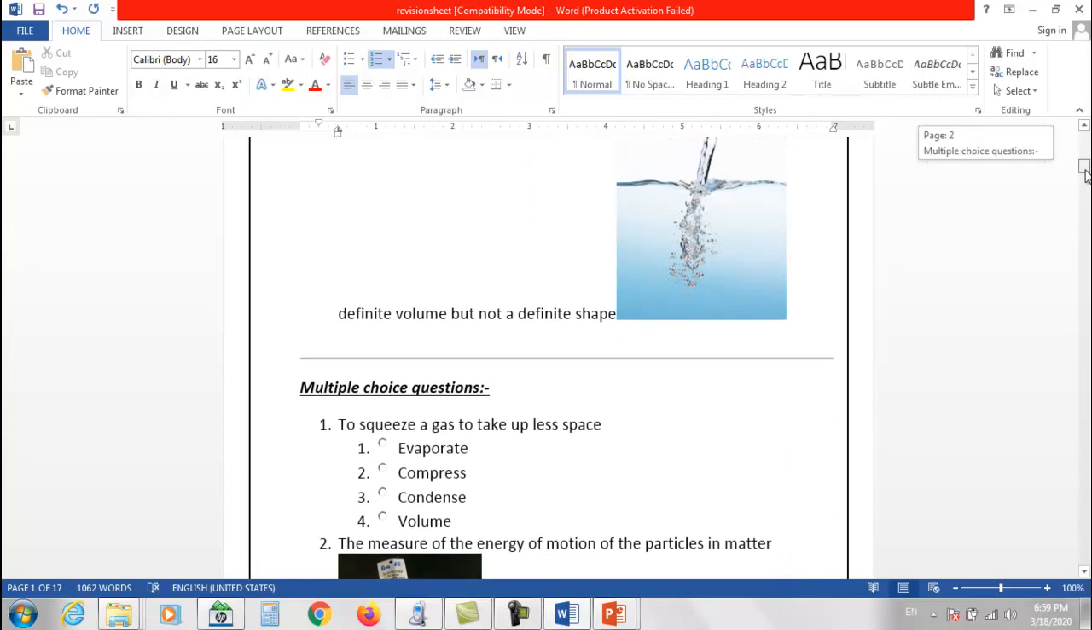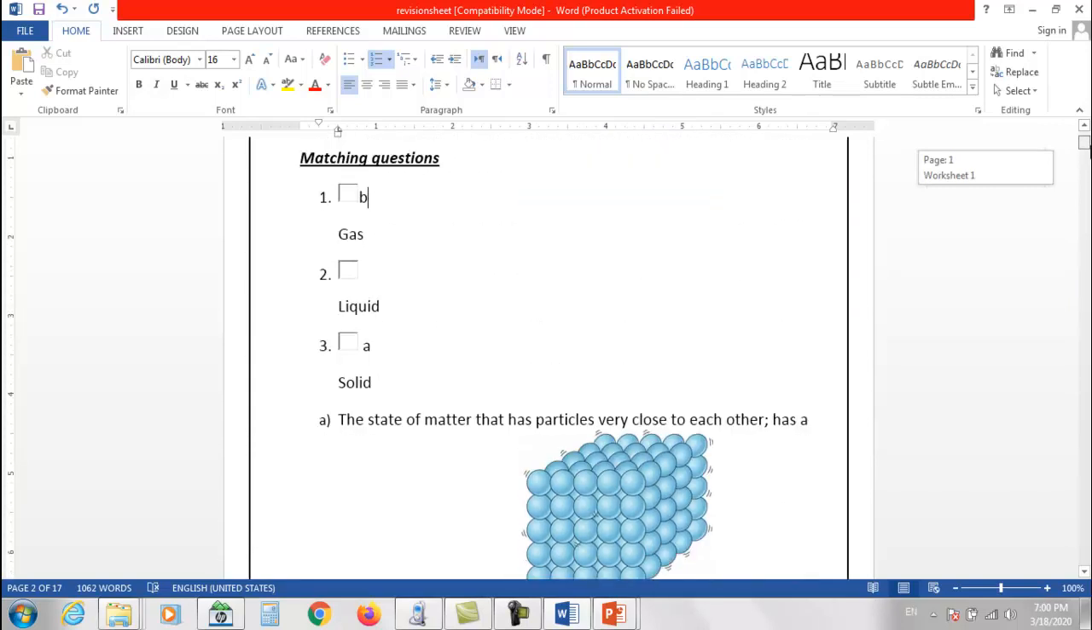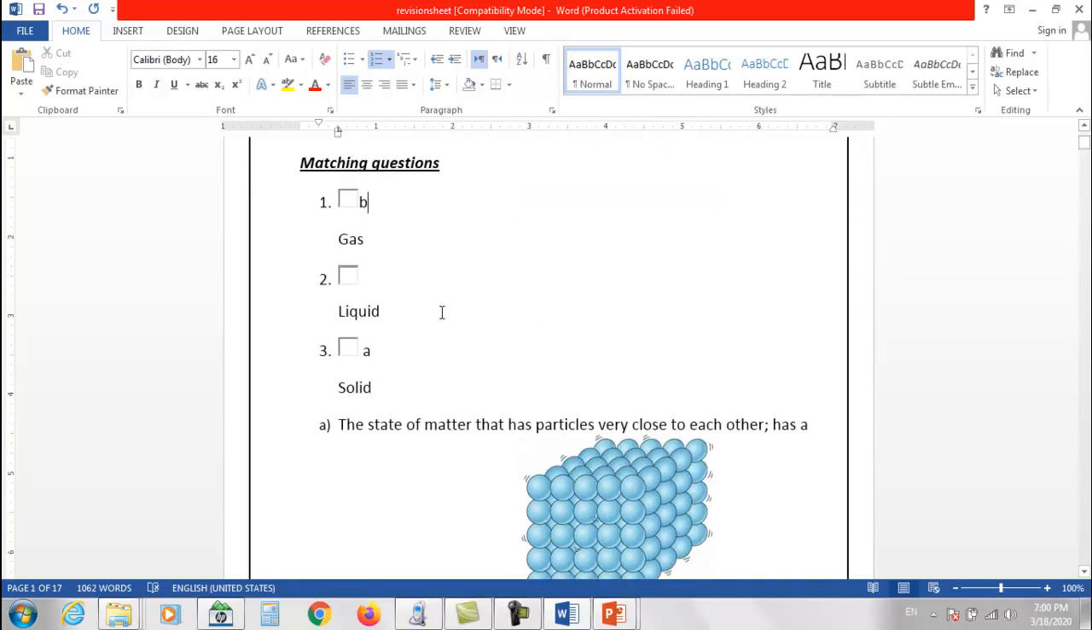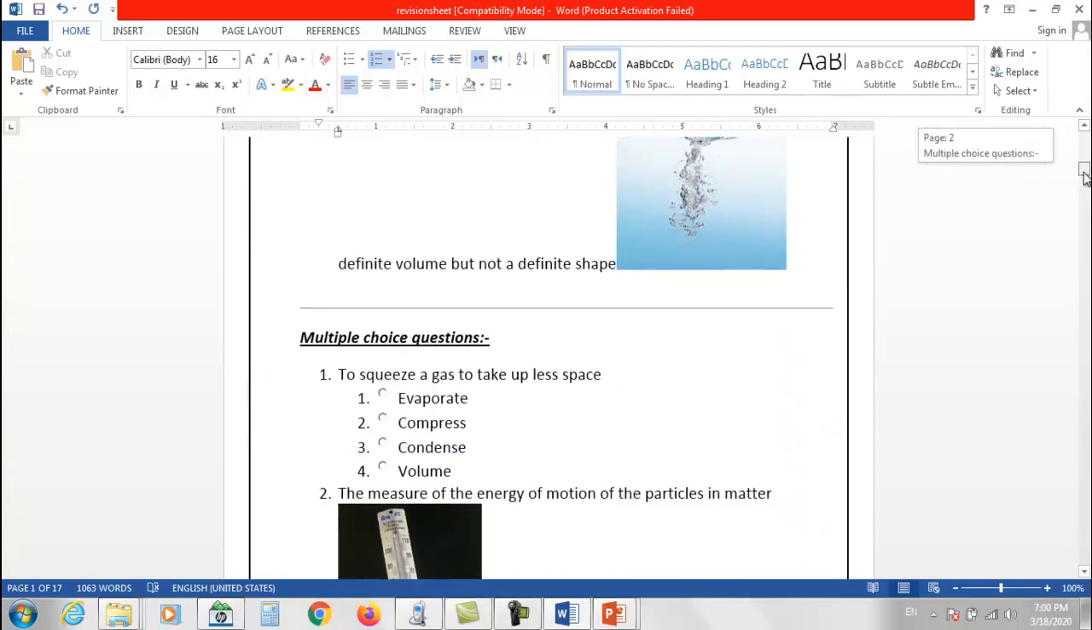Number C. The state of matter that has particles that slide by each other, has a definite volume but not a definite shape. It takes the shape of the container. Did you remember? Will it be gas or liquid? Liquid. Excellent. So it will be number C. Okay, let us solve the second one.